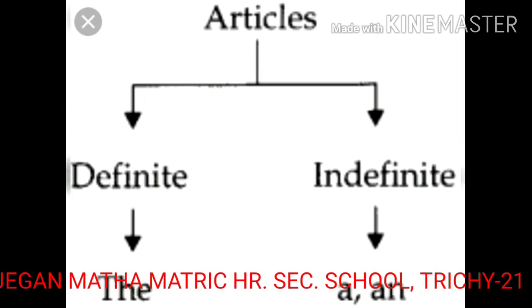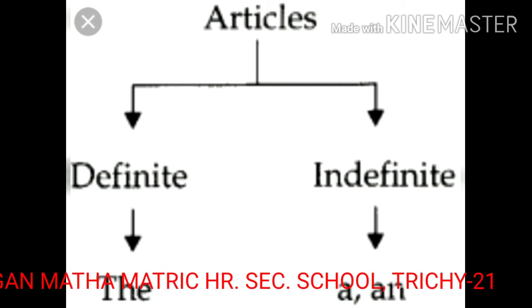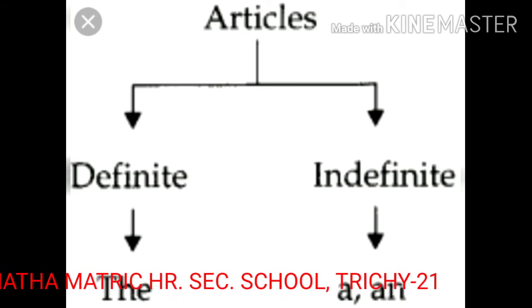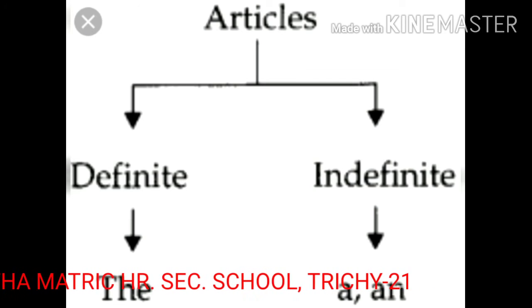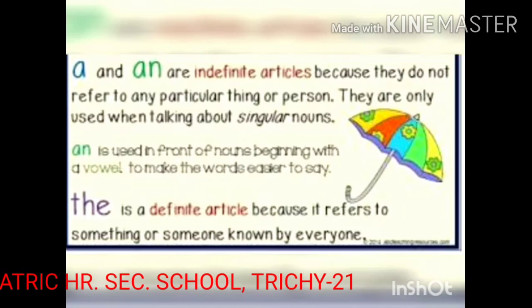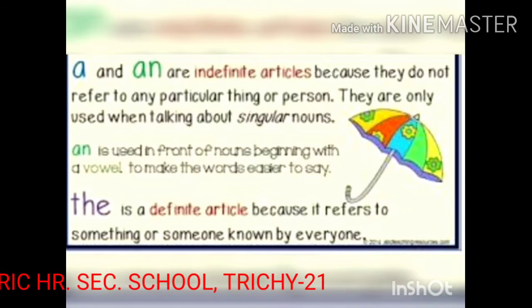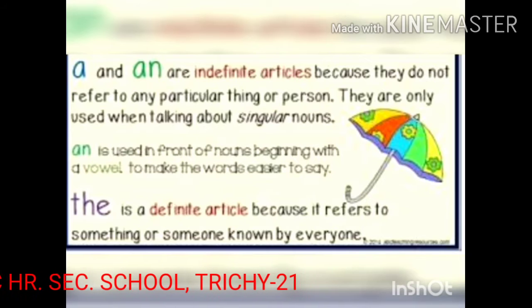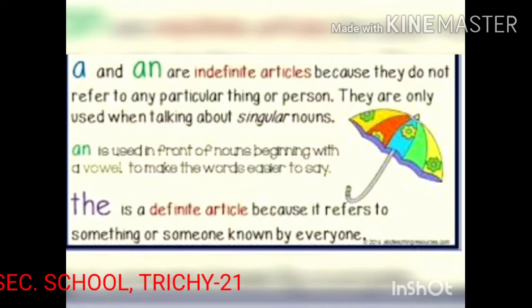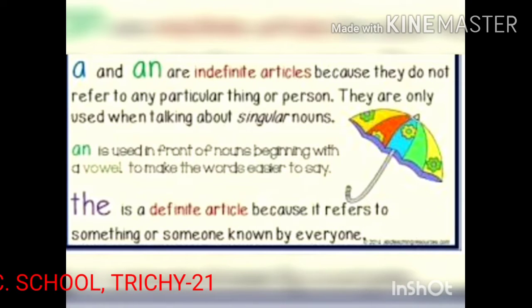Children, articles can be of two types. One is definite article, another one is indefinite articles. The articles a and an can refer to any person or thing. So these are indefinite articles. A and an refer to any particular thing or person. They are only used when talking about singular nouns.